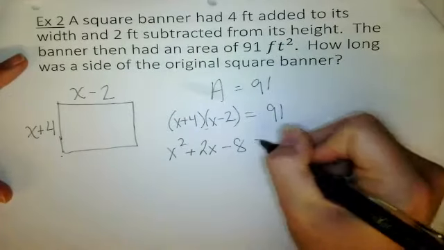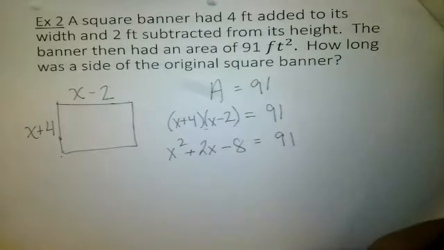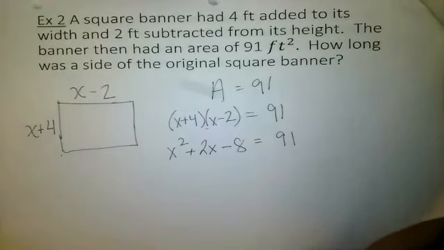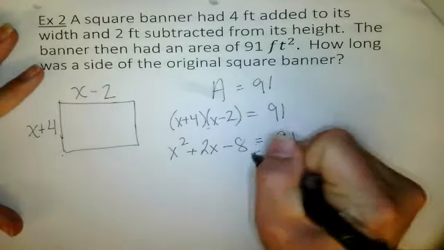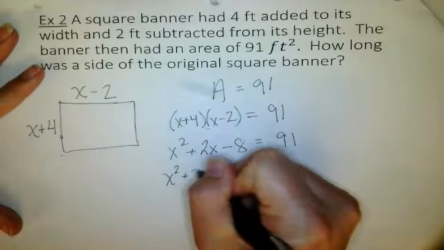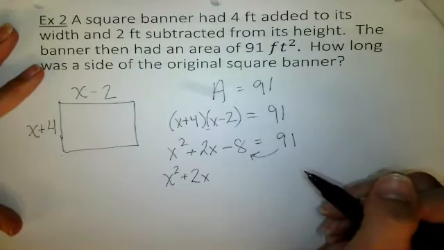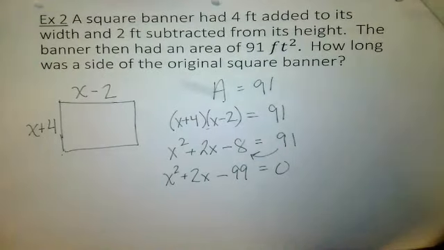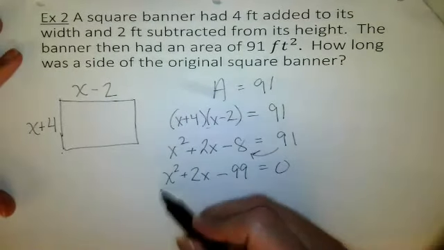Negative 8. Good. And then we need to do what? Subtract the 91. X squared plus 2x minus 99. Yeah. And then we can factor that.